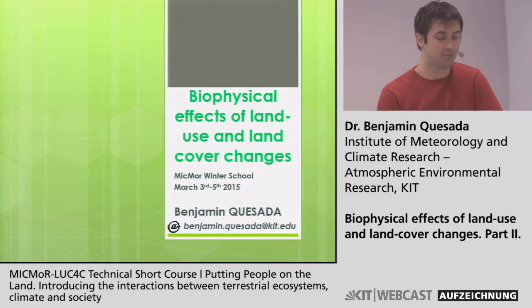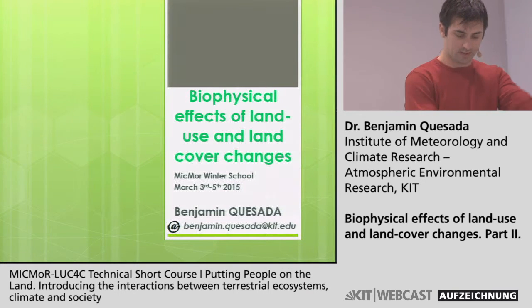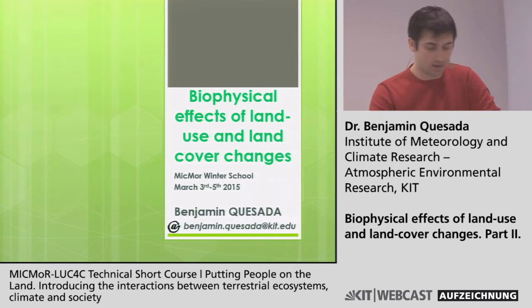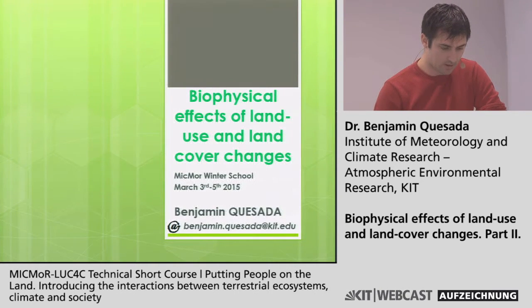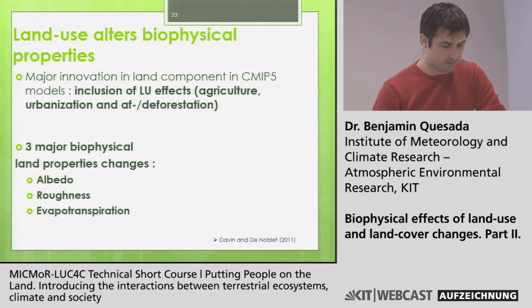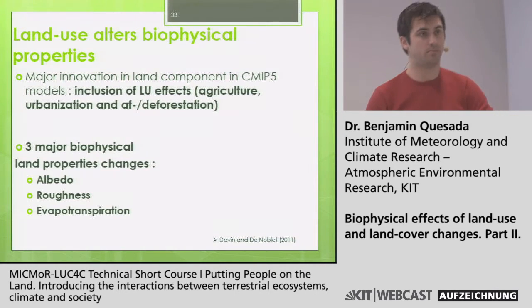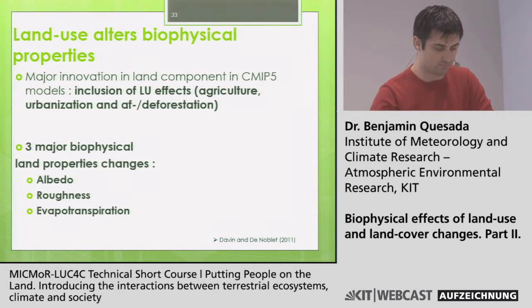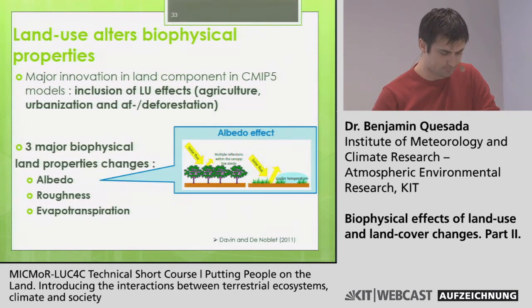Okay, so let's begin the second part of this lecture on biophysical effects of land use and land cover changes. But just before, let's recap a little the major biophysical changes that land use provokes. Three major biophysical changes: the albedo, the roughness, and the evapotranspiration efficiency.